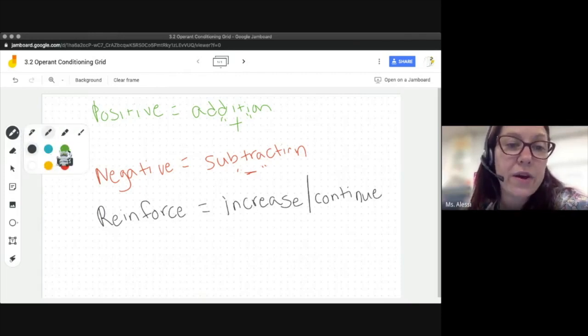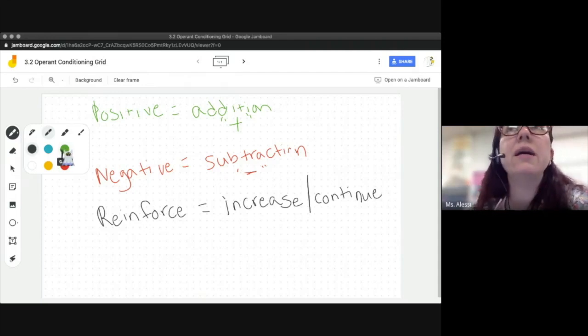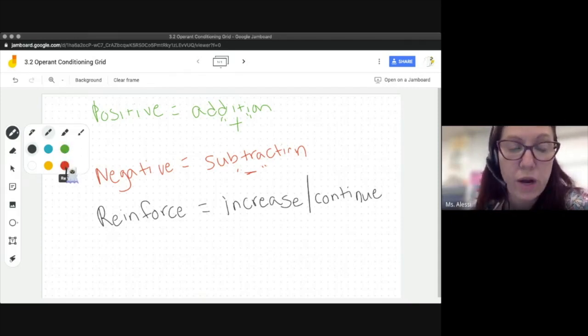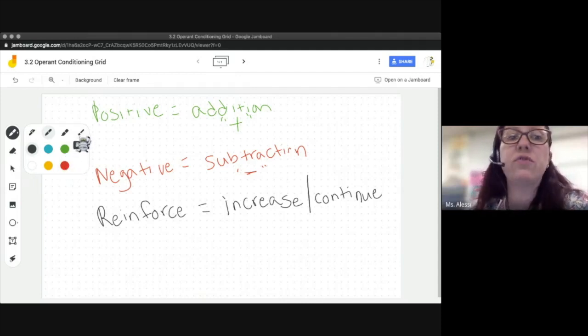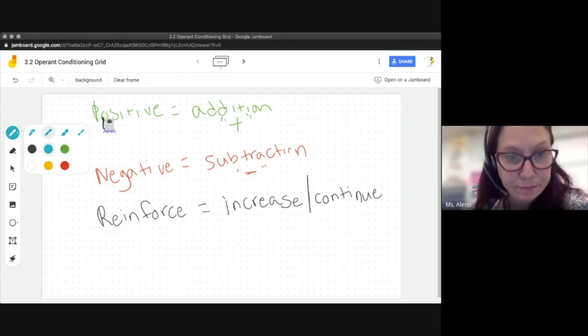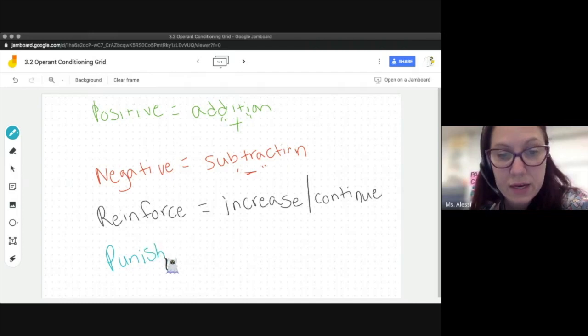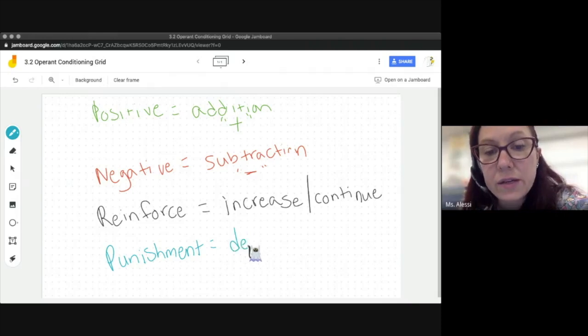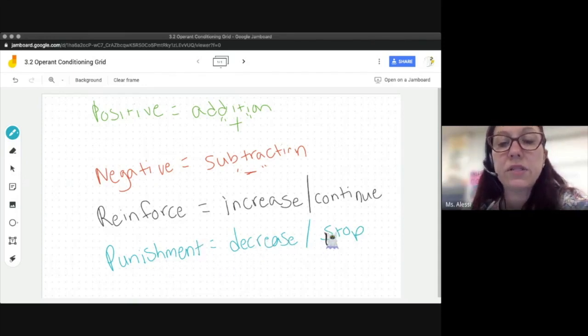The other part to this is the punishment part. When you're getting punished, I want you to think about why your parents or guardians punish you, or why people get punished in general, right? If somebody goes to jail, they're getting punished for a crime. That punishment is to get them to do what? Is to get them to stop that behavior, right? So I want to decrease or I want to stop something. So when I'm talking about punishment, I'm talking about decreasing or stopping it.